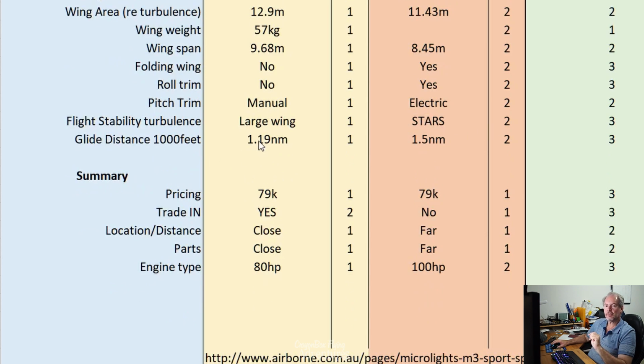Glide distances from 1,000 feet. The airborne, 1.2 nautical miles. That's how far it will glide in a 1,000 foot descent. And the P&M, 1.5 nautical miles. It's got a better glide distance over a 1,000 foot descent, so it gets the score.